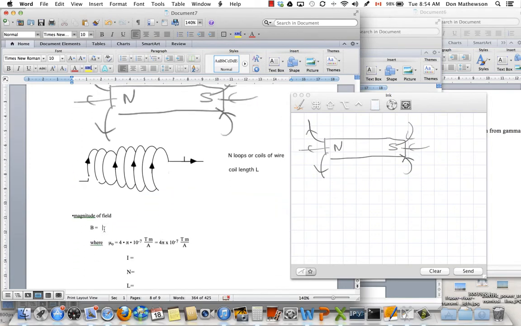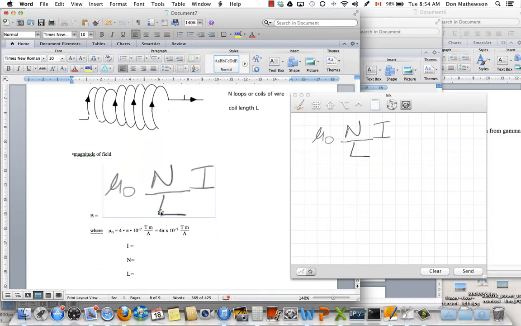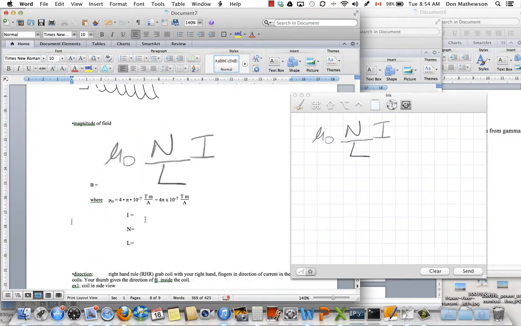Now, for the intensity of the magnetic field in a coil, it depends on, once again, the magnetism constant. It depends on the number of loops of wire and the current they're carrying. But if you stretch the coil out and don't pack the loops tightly, that makes the field smaller. Conversely, if you pack the coils in really tightly so that the coil's not very long, that makes the field much stronger. So there's inverse variation with the length of the coil. So there's the magnetic field intensity for a coil.